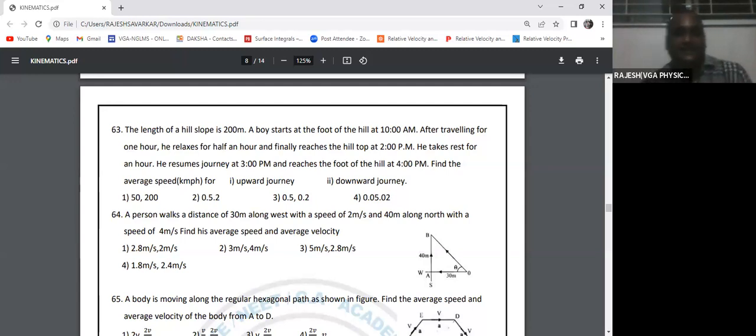For upward journey, he is covering, because answers are in kilometer per hour, so I will convert 200 meters into 0.2 kilometer. So 0.2 by how much time they have taken? They started at 10 and ended up at 2 p.m. That is 4 hours. So 0.2 by 4, that is 0.05. Downward journey, 0.2 by, he started at 3 and reached at 4, 1 hour. So 0.2 by 1, that is 0.2. So 0.05 comma 0.2, fourth option. Fourth option is 0.05 comma 0.2.